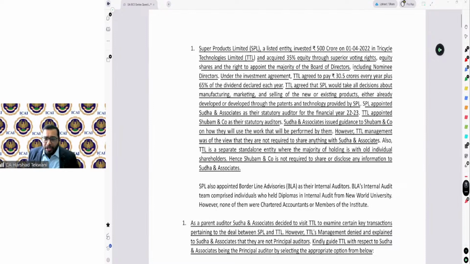See, majority of the shareholding is still with the old shareholders. New company acquired only 35% equity. This is very important to understand the concept of principal auditor or parent auditor.